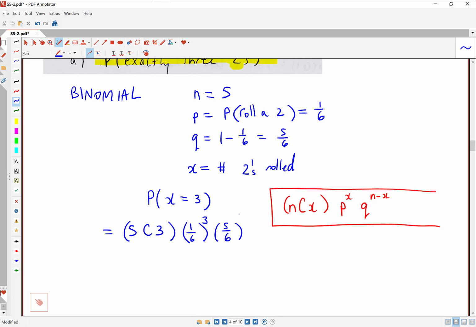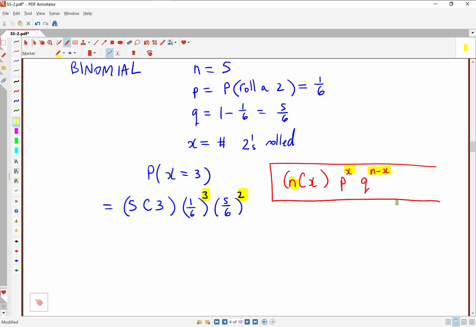N is 5, x is 3, so 5 minus 3 is 2. A fast way to think about these exponents is that when you look at the x and the n minus x, they're going to add up to whatever your n value is. So if I know n is 5 and I know this exponent is 3, then I can say, oh, whatever this number is, it's going to have to add up with 3 to make 5. So that's sort of a quick way to think about the exponents.